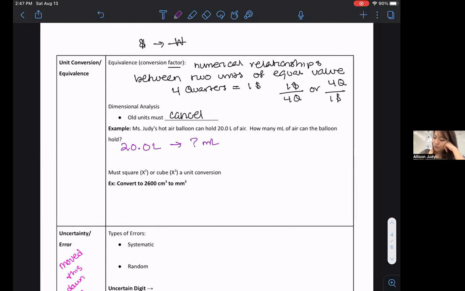So what I do is I simply write a conversion factor and I identify, well, I know that for every 1 liter, I have 1,000 milliliters. That is equivalent to one another. Those are equal values in different units. Or I could say that for every 1,000 milliliters, I have 1 liter. You can decide. Now, if my goal is to end up in milliliters, I want to choose the conversion factor that has milliliters on top and allows me to cancel out my liters.